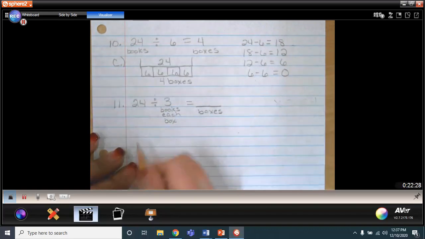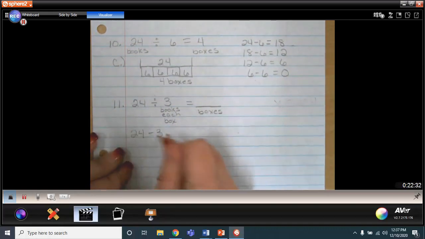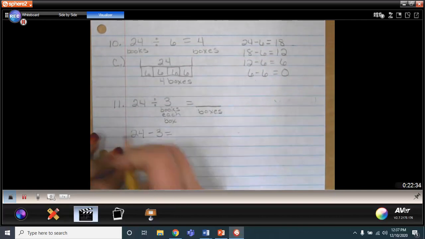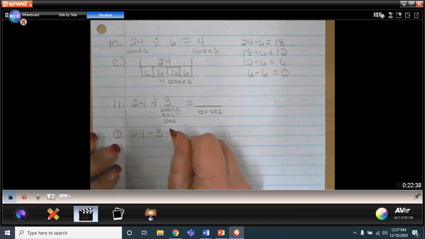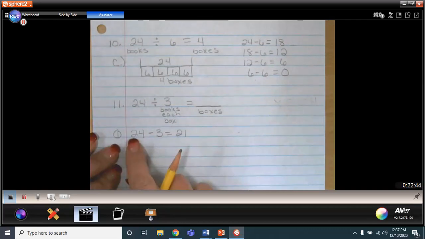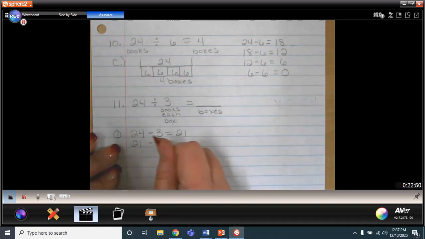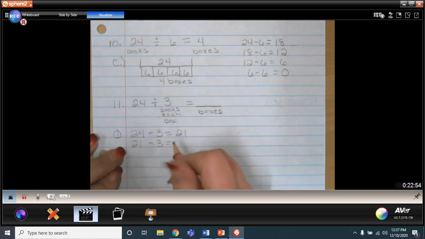So we start with 24. Take a group of 3 away. We put it in a box. There's 1 box. Now I'm at 21. You will notice that these should be multiples of 3, but we're going backwards. So 24 is a multiple of 3, 21 is a multiple of 3. Take 21 and subtract 3. That is now going to be 18.